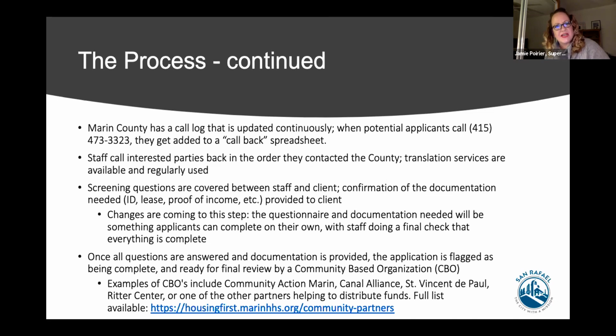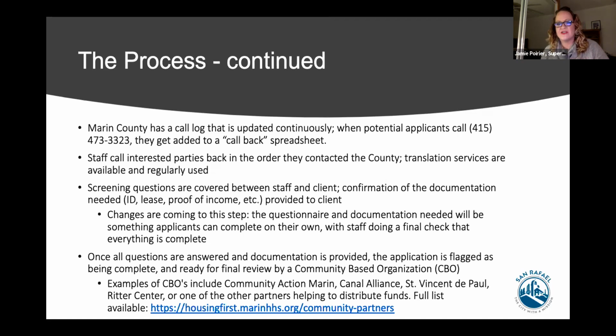There are some changes actually coming to this step. This is how it's been working for the last couple months, but with the new influx of money as approved by Congress, the questionnaire and documentation needed are actually going to be something that eventually applicants will be able to complete on their own, at least the basics, with staff like myself doing more of a final check that everything has been completed.